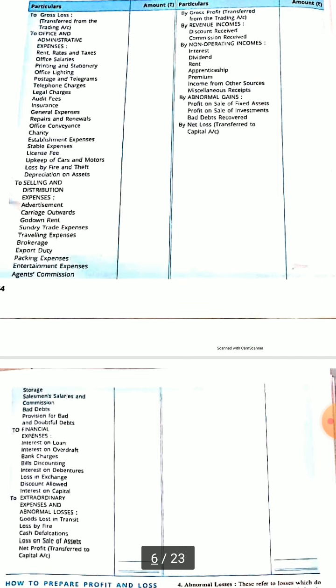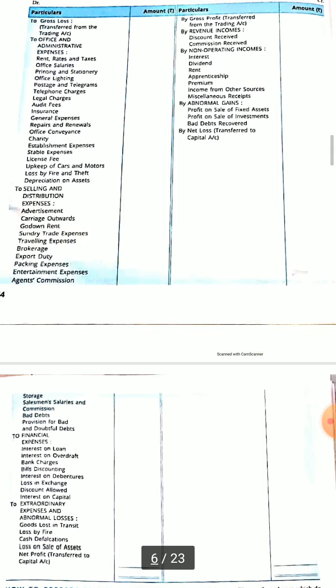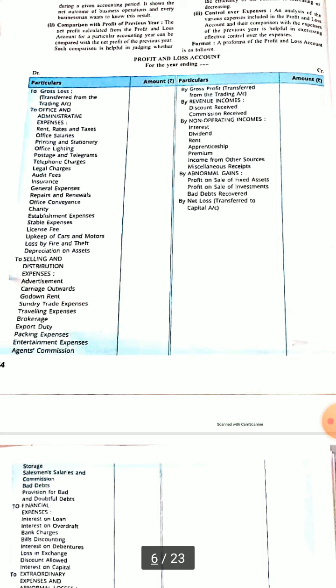By the relevancy of the expenditure, you can understand if it is office or administrative or selling and distribution expenses, then it is debited in the PL account, and if it is direct expenses related to production, then it is debited to the trading account.